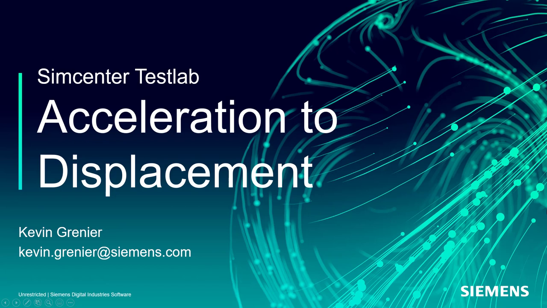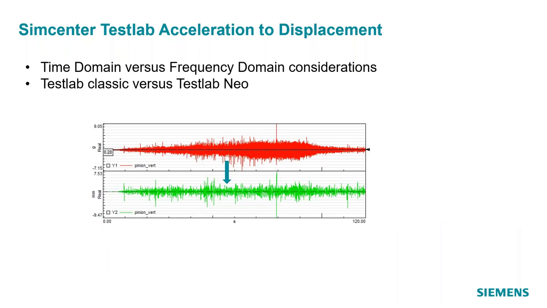Moving from acceleration to displacement, I want to talk about a couple things to be careful with. Whenever you integrate, some artifacts can cause the results to be far from reality. So I'm going to show some examples of how to avoid these integration errors and get meaningful data, in the time domain and the frequency domain. And I'll show TestLab Classic as well as TestLab Neo. So like I said, we'll talk about time domain versus frequency domain results as well as Classic versus Neo.